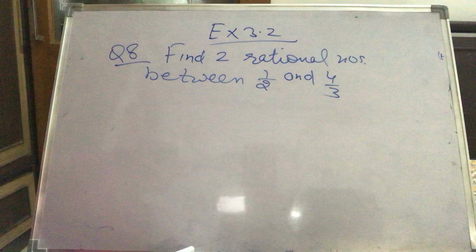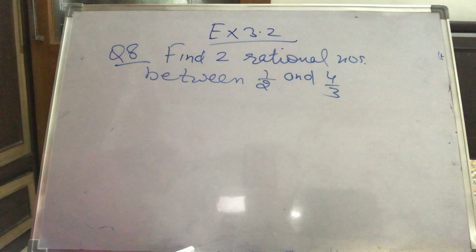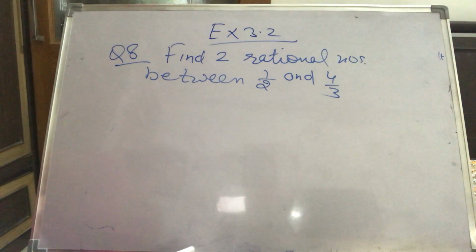Before starting this question, let me tell you one thing: if the question asked is how many rational numbers lie between two rational numbers, the answer is infinite or unlimited. There are infinite rational numbers between any two rational numbers. This type of question you can get in 1 mark questions or in the fill up form.